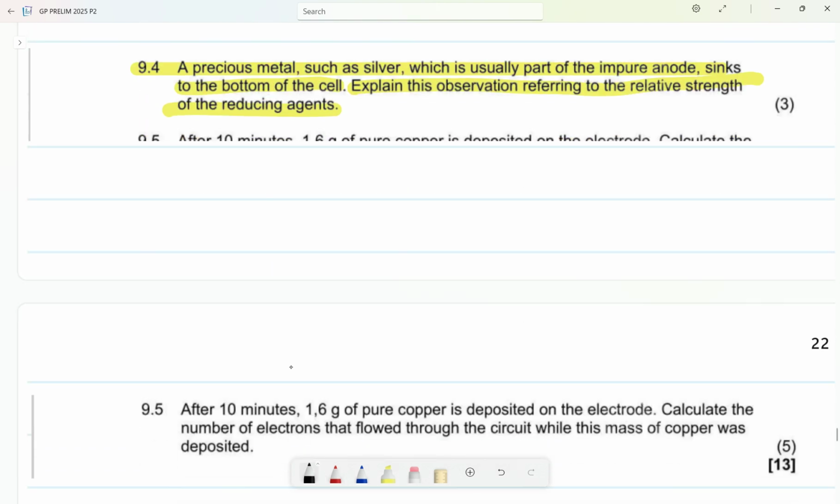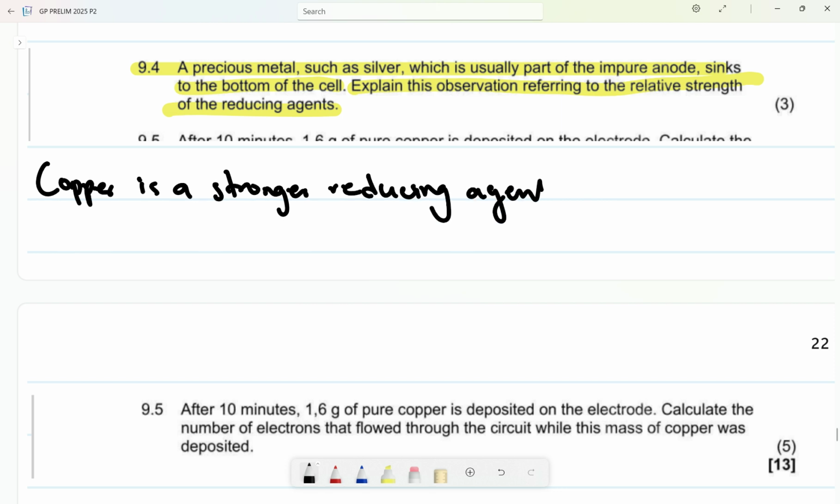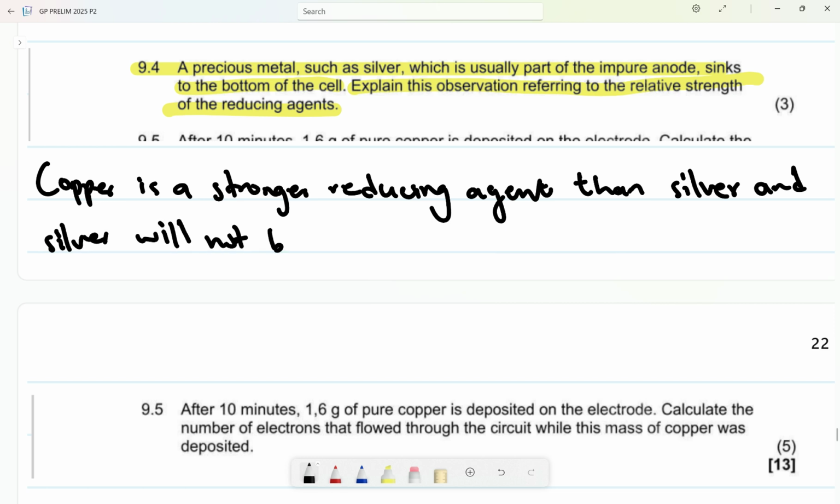Okay, so you can say copper is a stronger reducing agent than silver. Okay, and silver will not be what? Will not be oxidized. I'll explain that.